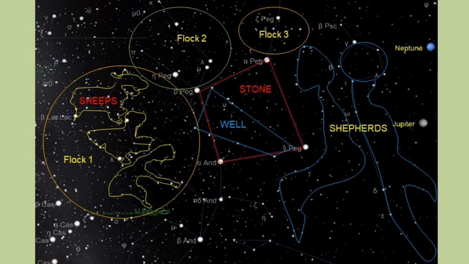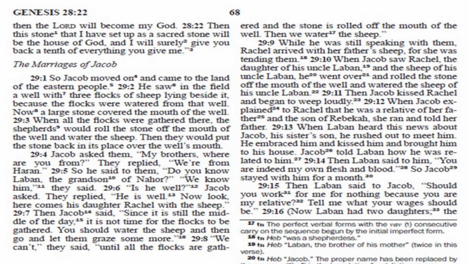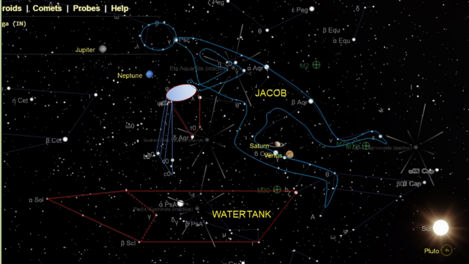On searching carefully in the adjacent areas of Pegasus, we can get the image of Rachel and her sheep in the constellation Cetus, which exactly matches the descriptions of the scriptures, as you can see in this picture. Jacob rolled off a stone which was covering the well to water the sheep, as mentioned in verse number 10. Here in this picture you can see Jacob pouring water into a water tank, where the constellation Aquarius represents Jacob and Piscis Austrinus represents a water tank.